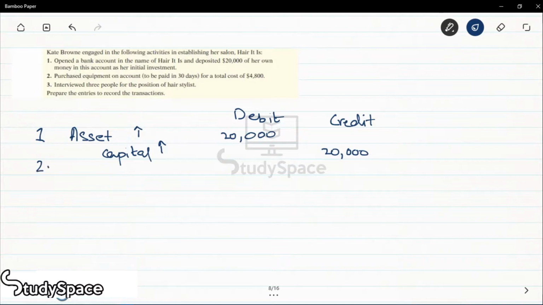Now the second transaction was a purchase of equipment on account. On account would also translate into on credit, to be paid in 30 days with a total cost of 4,800, which means that an asset has increased by 4,800, and that a liability has also increased by 4,800.